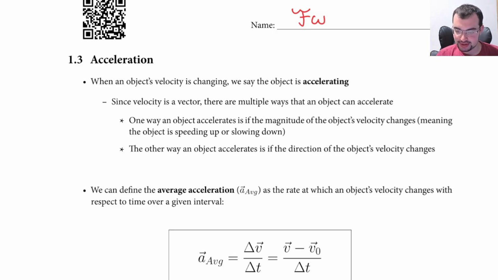Those are all ways of creating different arrows. So just be wary of that. Although we're really going to focus on the first, just the speed up or slow down case for now. We'll deal with the direction change later with circular motion.